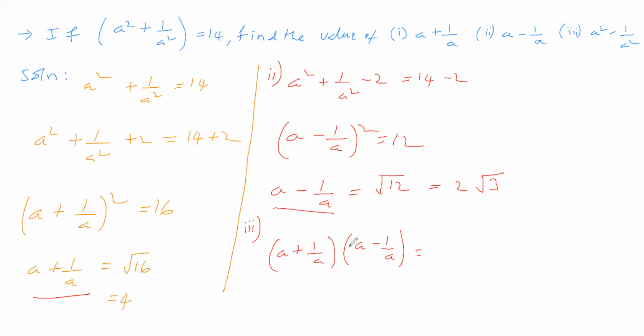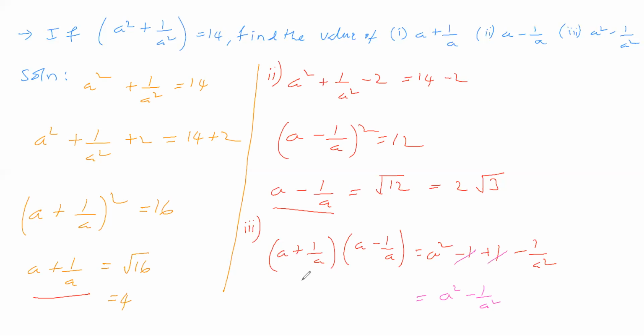Okay, a into a is a square. This a into minus 1 by a is minus 1. This 1 by a with a is plus 1. So minus 1 plus 1 gets cancelled. 1 by a with minus 1 by a is minus 1 by a square. So this third subdivision is nothing but multiplying this and this. Therefore, we will get a square minus 1 by a square.